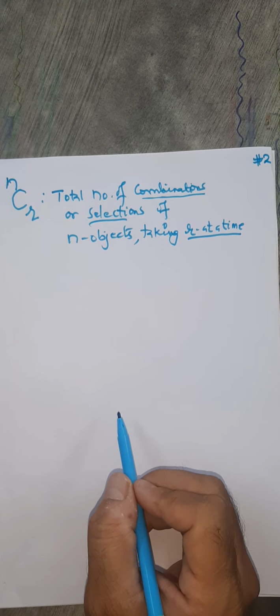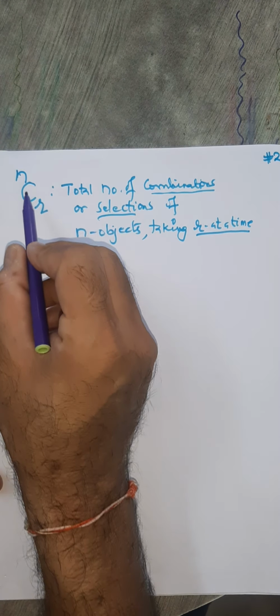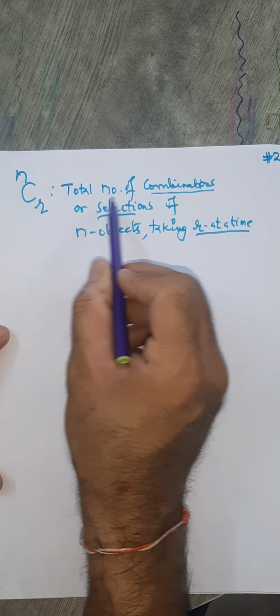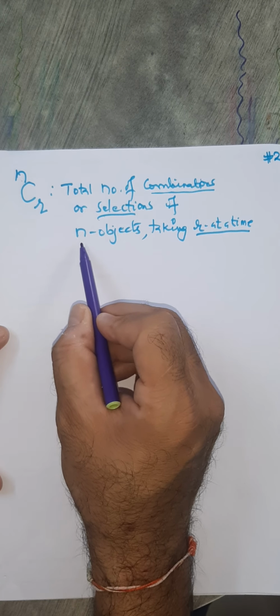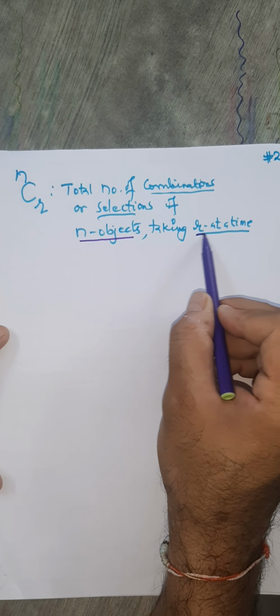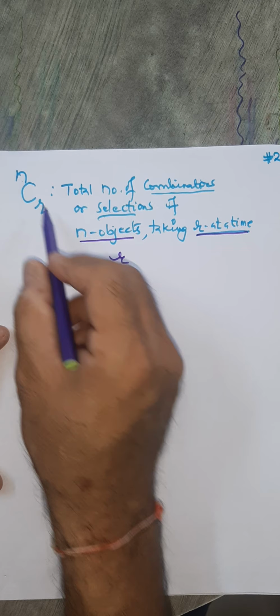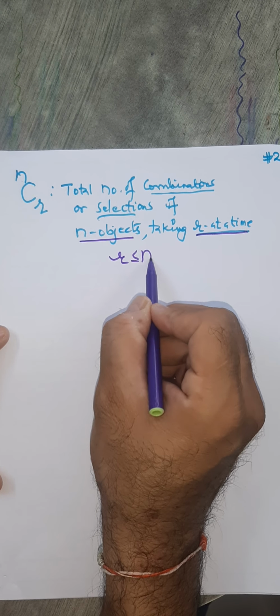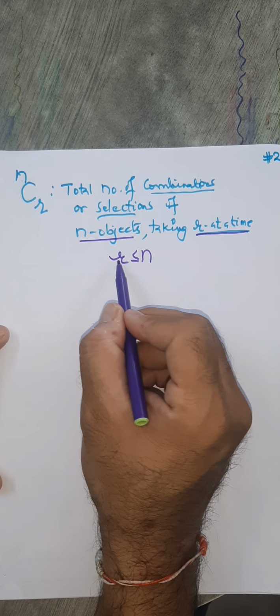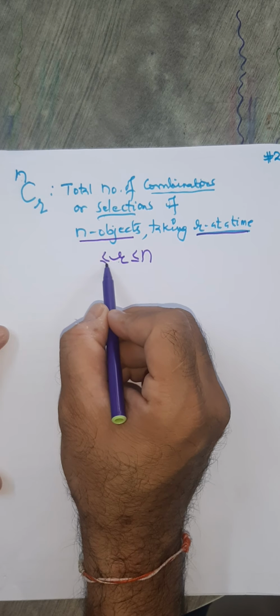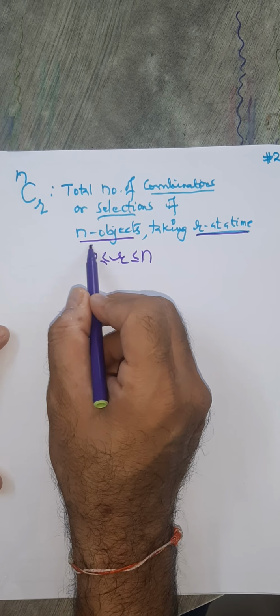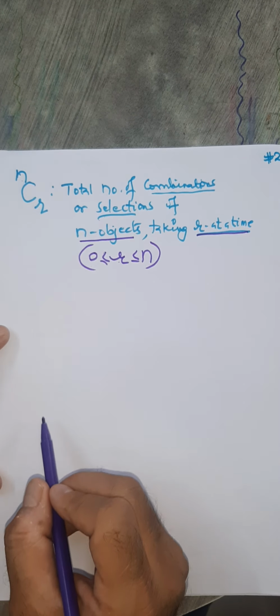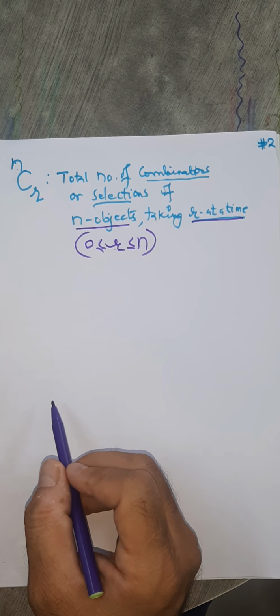Number of objects selected equals r here. So you are selecting r objects out of n. This is nCr. Total number of combinations or selections of n objects taking r at a time. r is always less than or equal to n. You can select all objects, and if you are selecting no objects, that means r is 0. So r is from 0 to n.